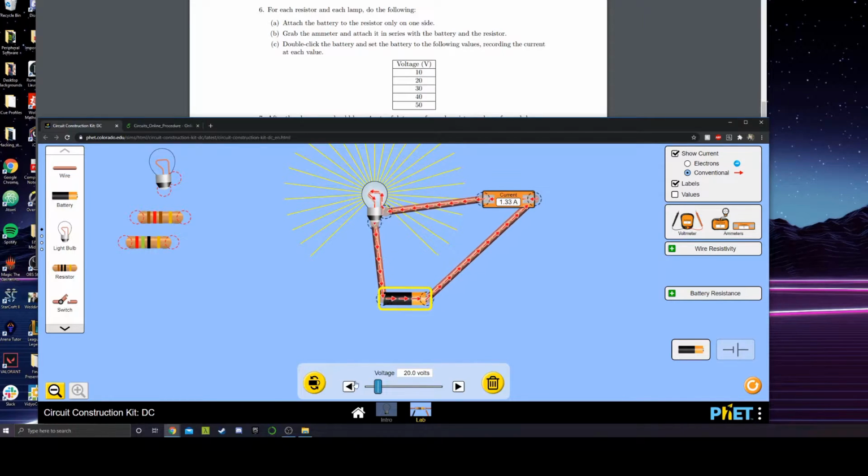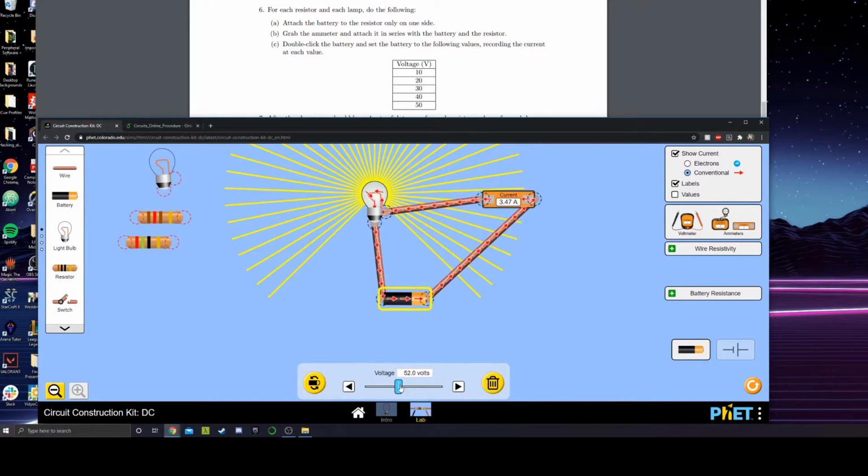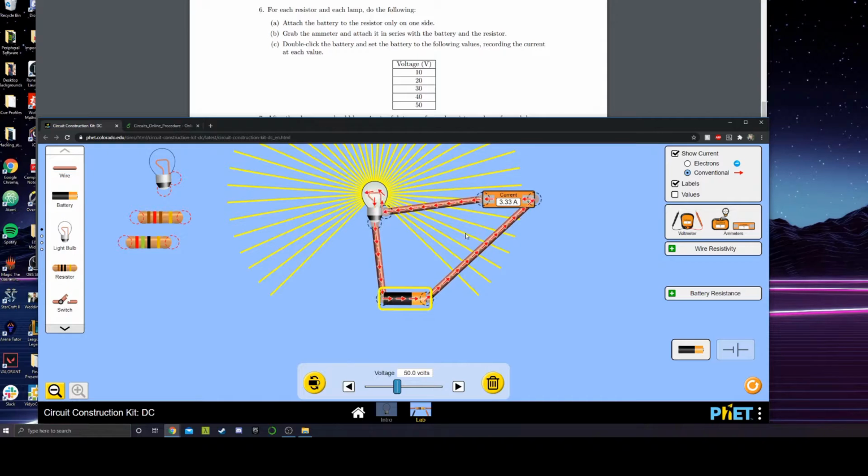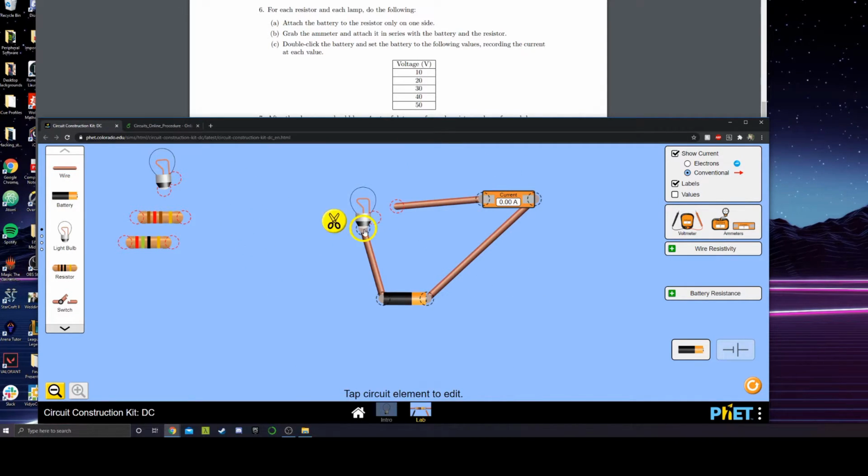But okay, at 10 volts, the first lamp, we get 0.67 amps. At 20 volts, we get 1.33 amps. At 30 volts, we get 2 amps. At 40 volts, we get 2.67 amps. And finally, at 50 volts, we get 3.33 amps. Okay, so I'll disconnect this now, and then we will bring in the second lamp.